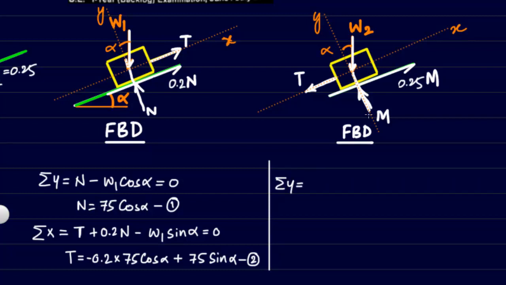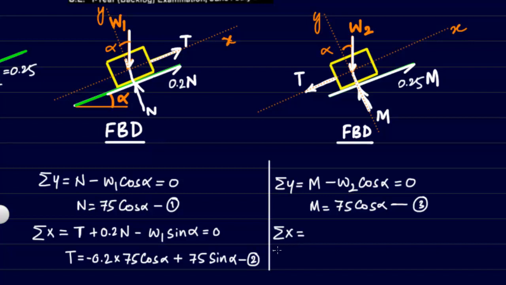So let's start with sigma y. Let's take all the vertical components. M is acting in the positive y-axis, so of course it has to be taken positive. Then the component of W2 will act opposite to the y-axis, and that component is going to be W2 cos alpha. The remaining forces are in the x direction, so they will not have any effect in the y direction. This total has to be of course 0 because the whole object is still static. So we get the value of M as W2 cos alpha. W2 value is also 75 newtons. So this is the relation we get. Let us call this equation number 3.